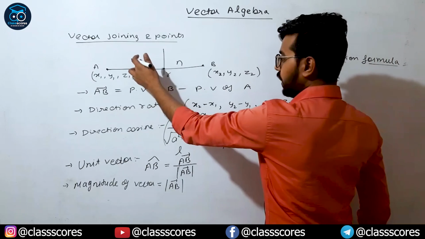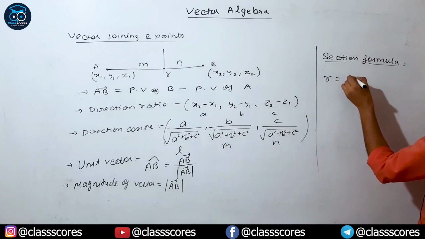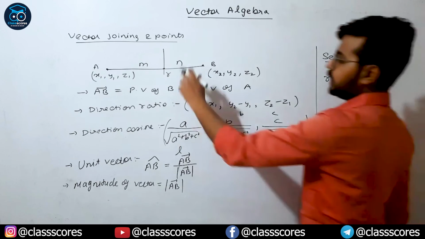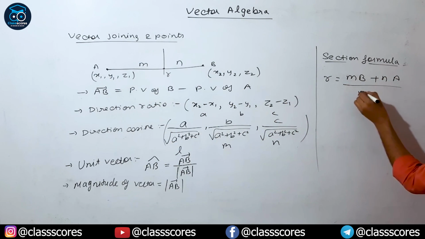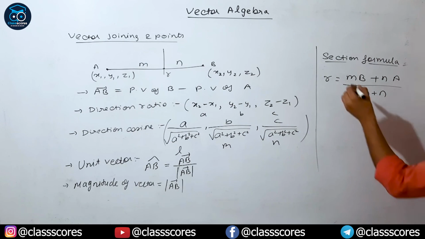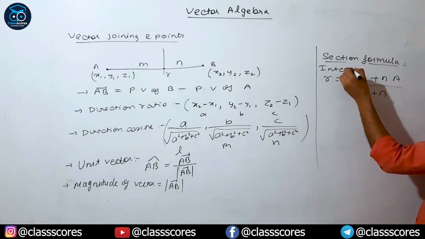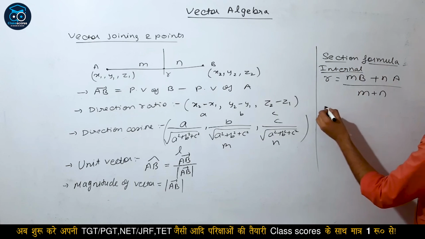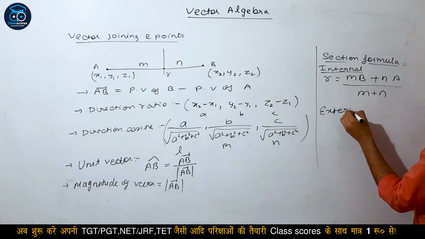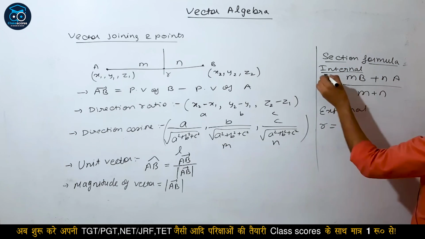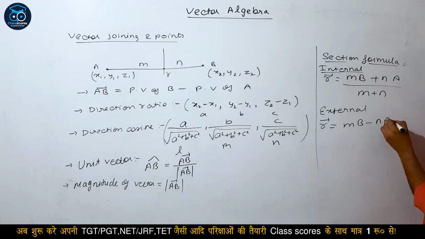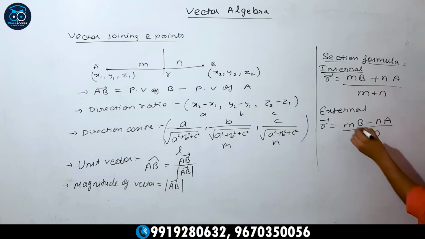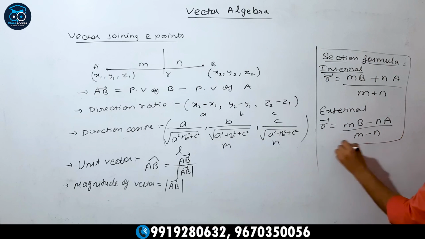So how can we find it? m into b vector, that is mb plus n into a, and it will be divided by m plus n. This is in case of internal section. If we are talking about the external case, it will become R vector equals mb minus na divided by m minus n. This is the final formula for section formula.